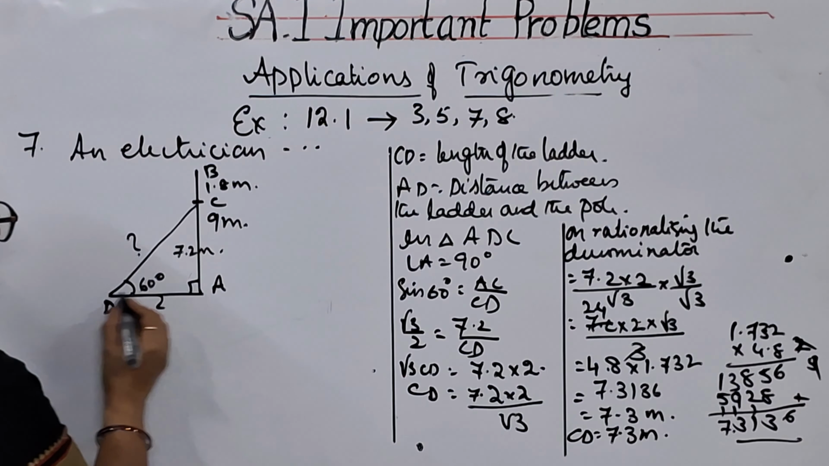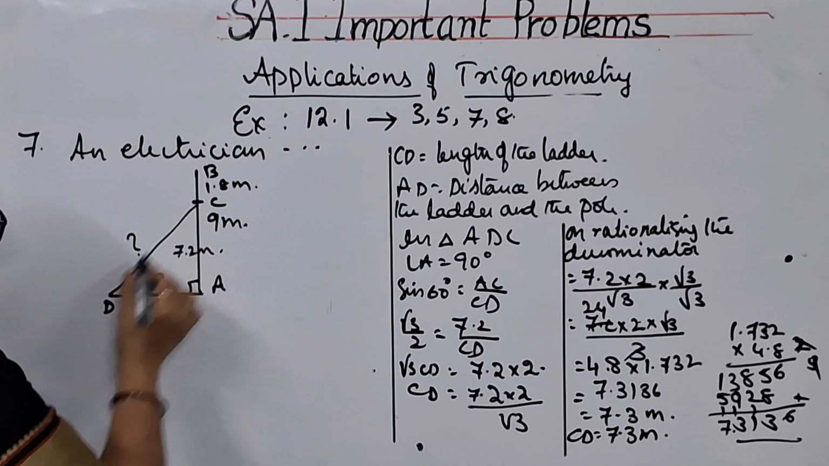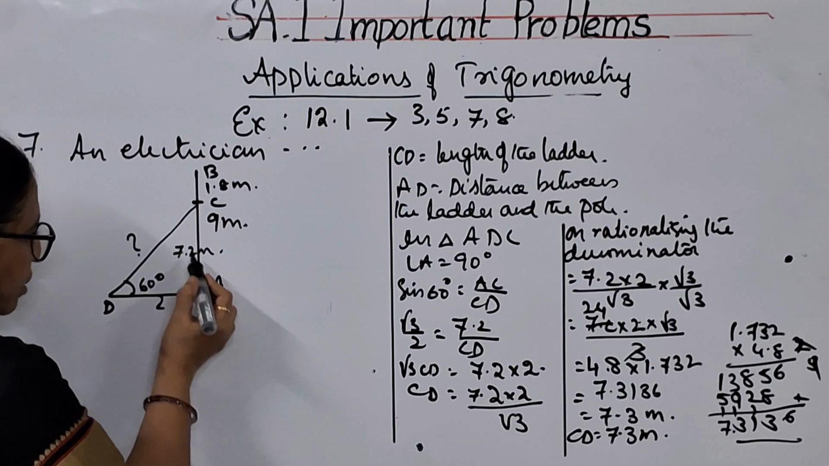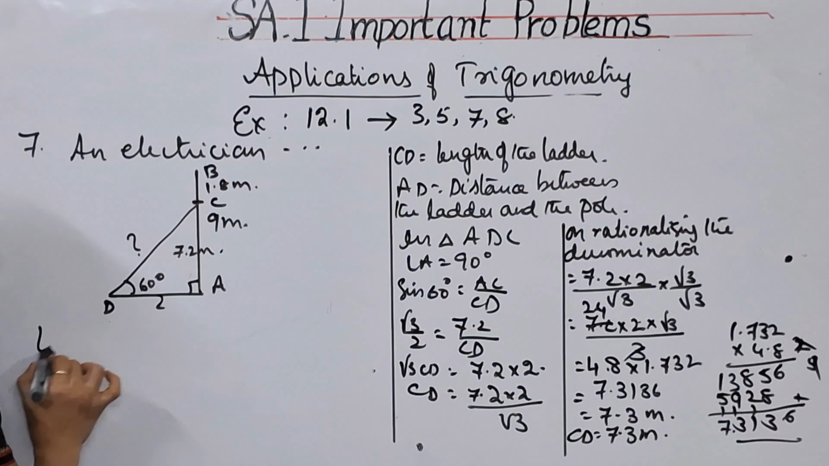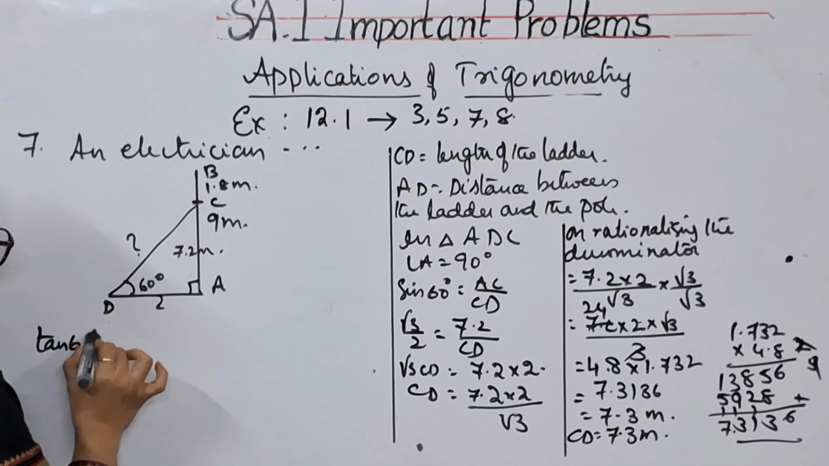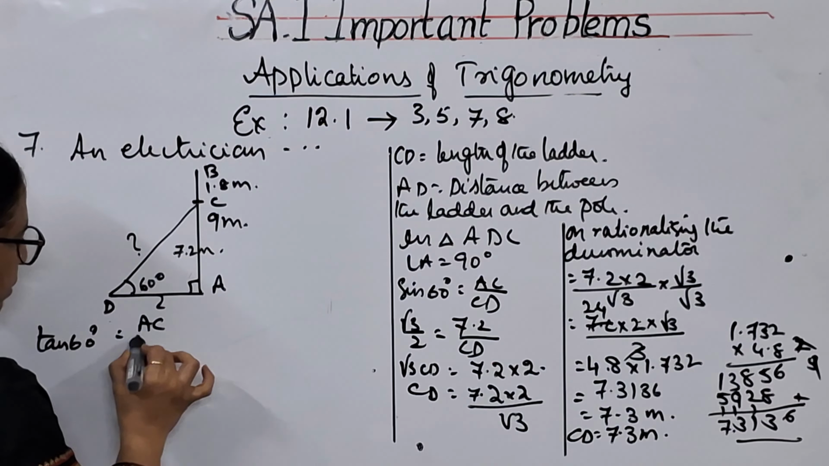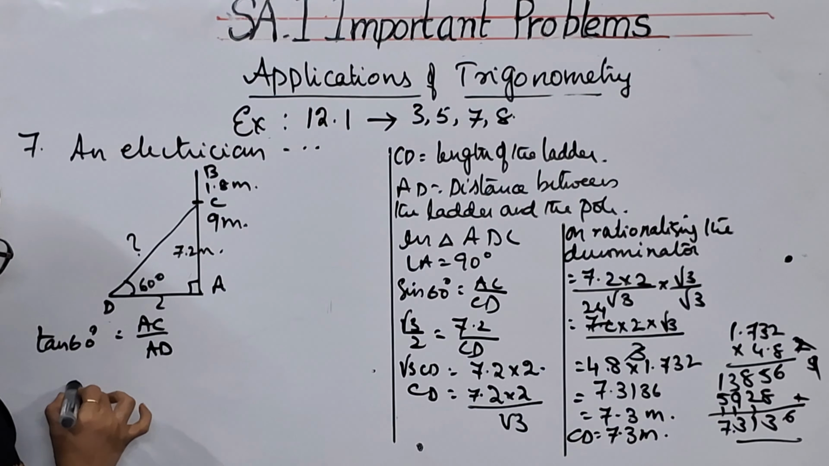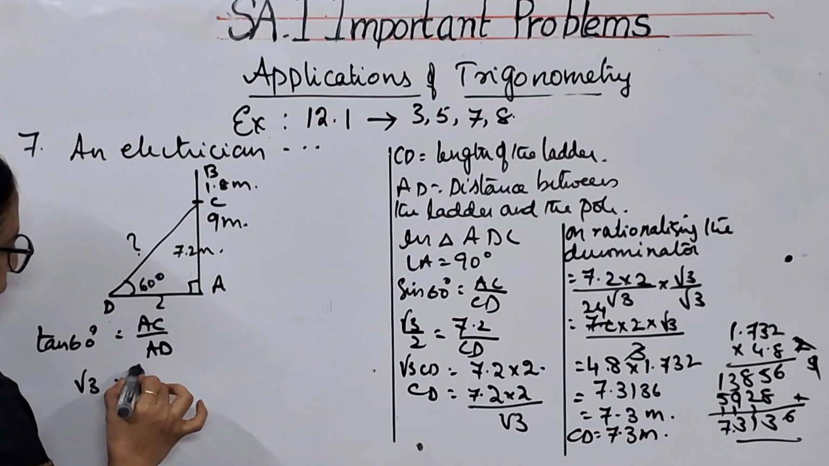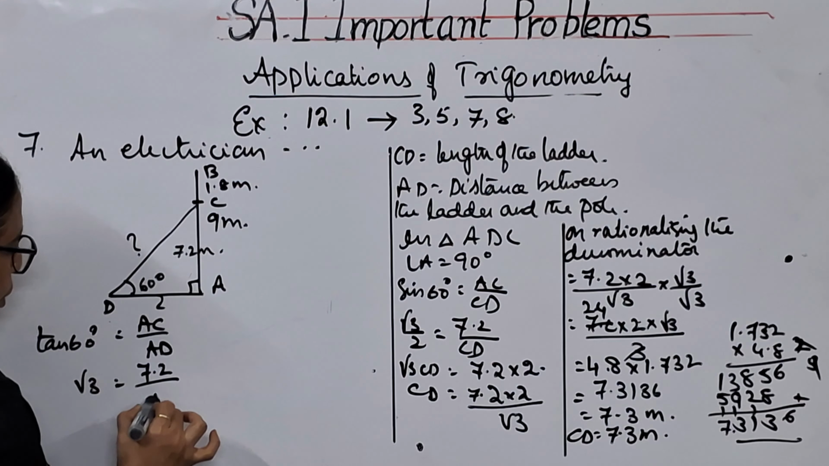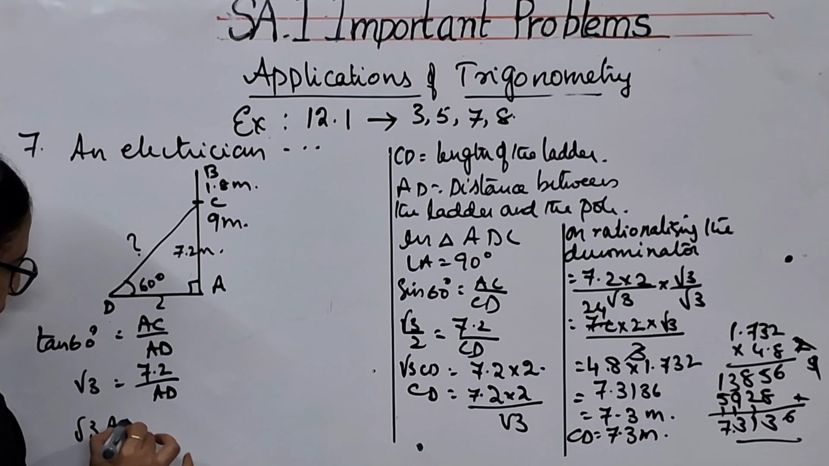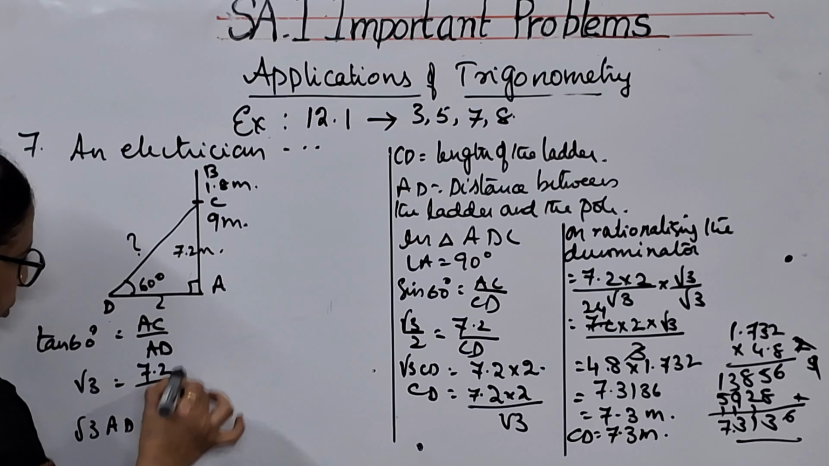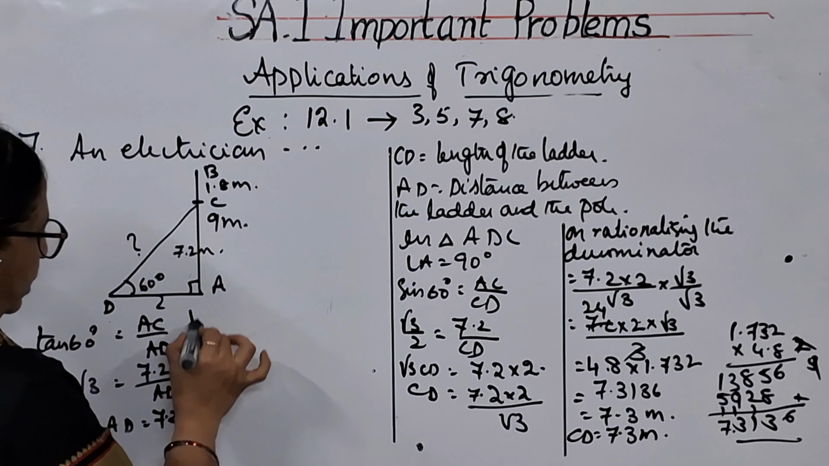So AD you want, so for 60 degrees, adjacent side, you can take, this is 7.2, no? Opposite side by adjacent side. That means tan 60 degrees is equal to AC by AD. Tan 60 is root 3. AC is 7.2 by AD. That means root 3 AD is equal to 7.2. So what is AD?